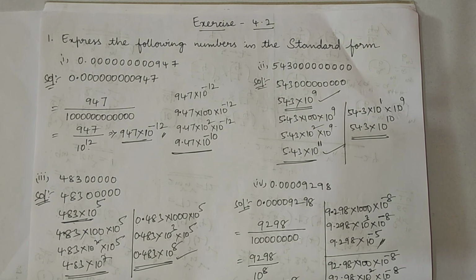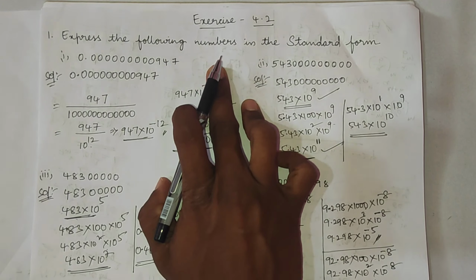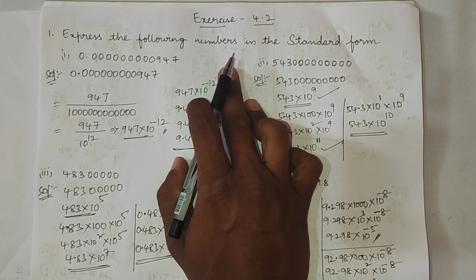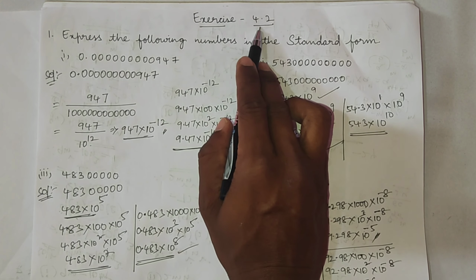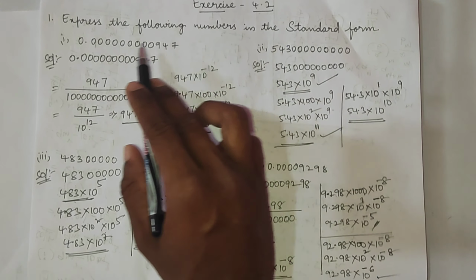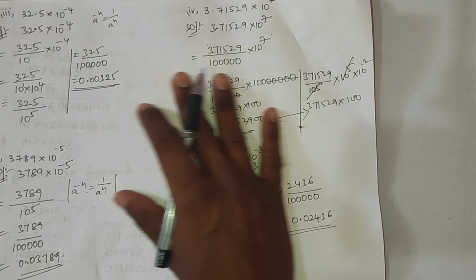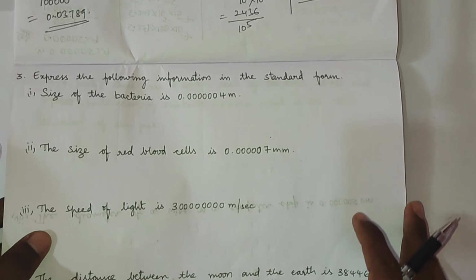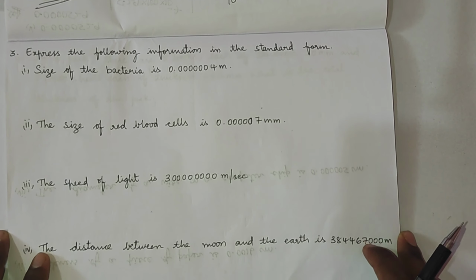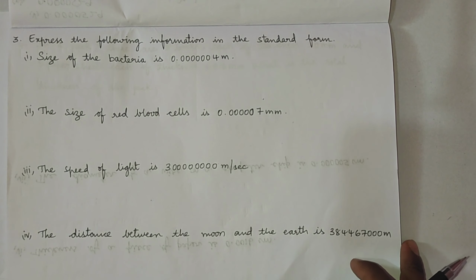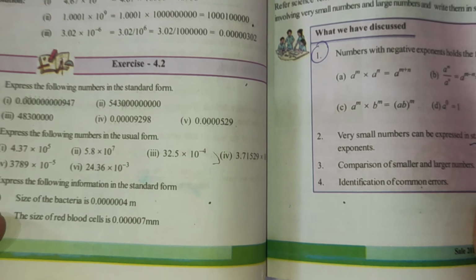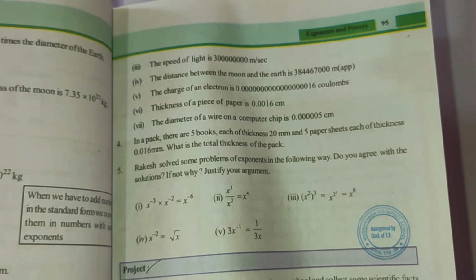We are discussing chapter 4, Exponents and Powers. We completed exercise 4.1 and are now discussing exercise 4.2. In that we completed the first bit as well as the second bit. If you missed these classes, I have given the link in the description, you can check that. Today we will complete the remaining 3 bits in exercise 4.2: the third bit, fourth and fifth bit. With this, this chapter will be complete.